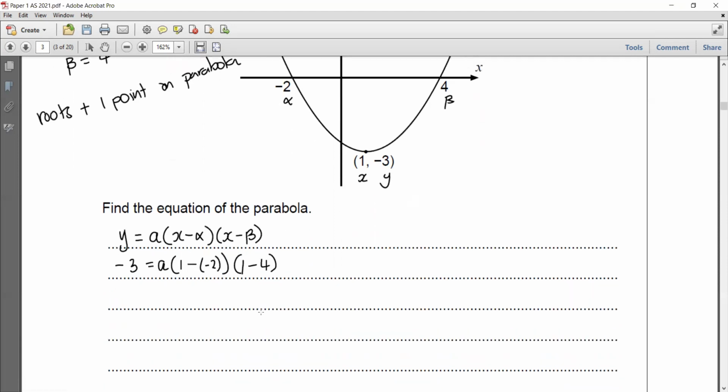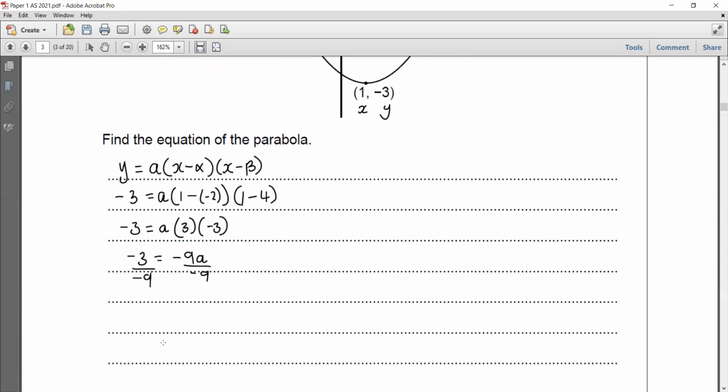Now I go ahead and solve. So I can simplify this a little bit. This is -3 equals a. Then here I have 1 minus -2. That is 3. And then 1 minus 4, that is -3. So this gives me -3 is equal to -9a. And then to solve for a, we divide both sides by -9.